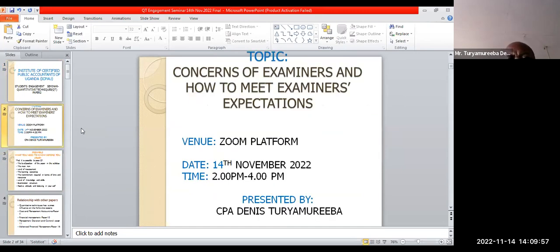In this engagement seminar, we are concerned about what the examiners expect and what the students should present. That has always been not matching. What the examiners expect is not exactly what the students present. And eventually the percentage pass becomes small, and the students continue complaining and the examiners continue expecting better performance.